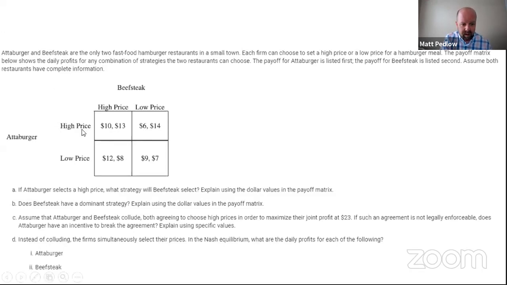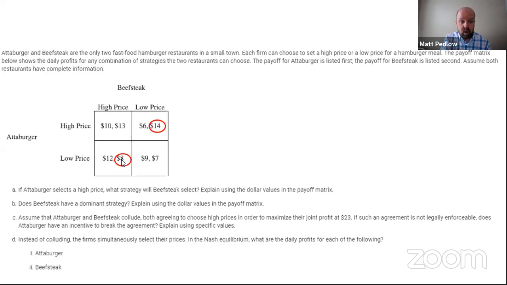So if Ataburger goes high, if Beefsteak, it's a terrible name, goes high, they get 13. If they go low, they get 14. They're going to go low. And if Ataburger goes low, if Beefsteak goes high, they get 8. If they go low, they get 7. So you know they're going to go high. So in this case, Beefsteak does not have a dominant strategy. And if I had to guess, they're going to ask me a question about that.